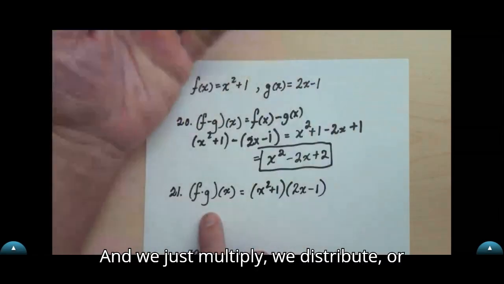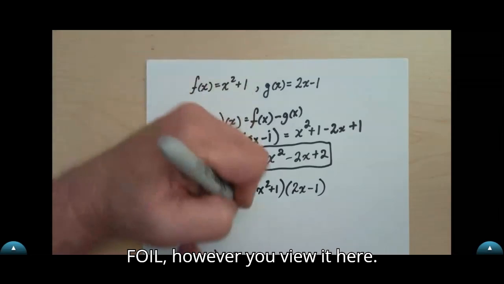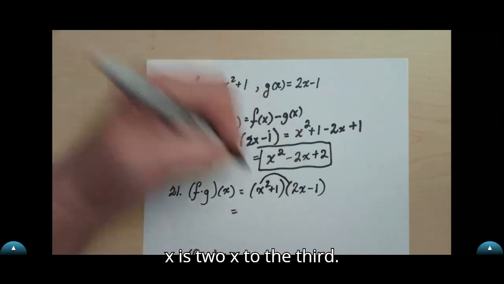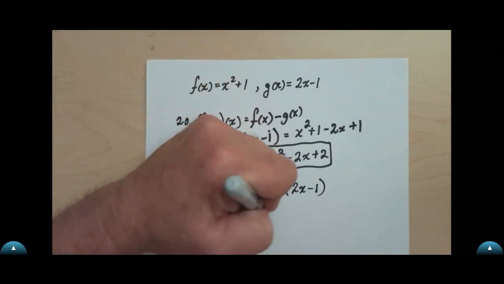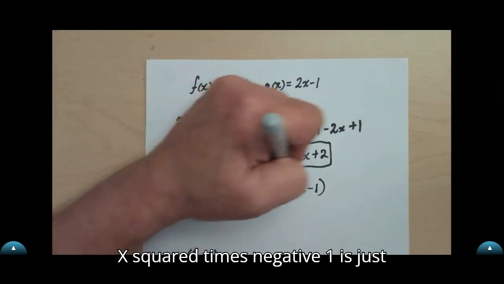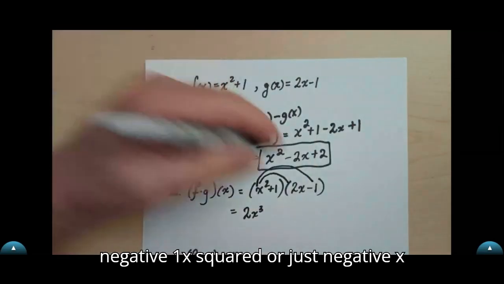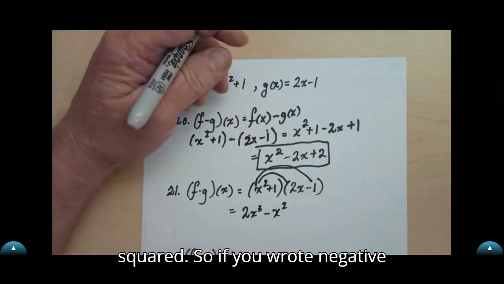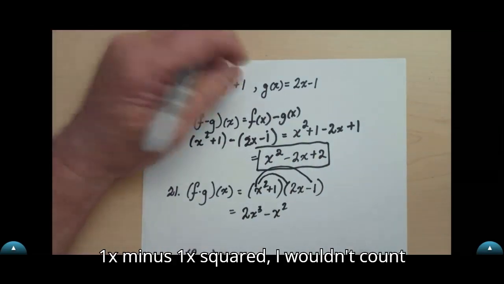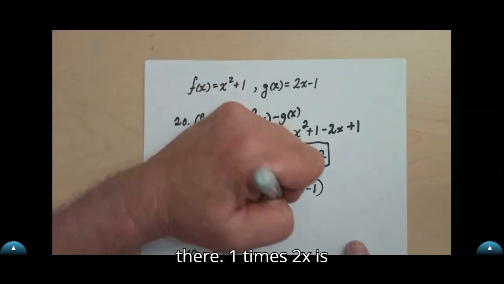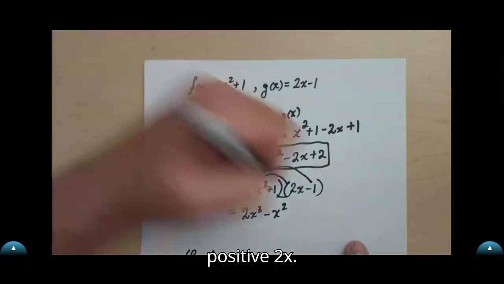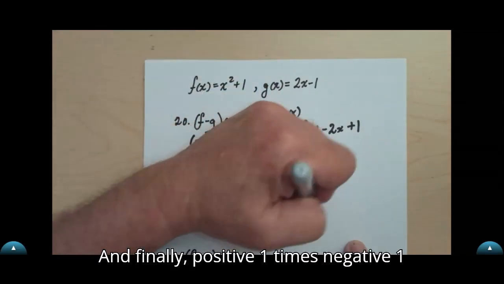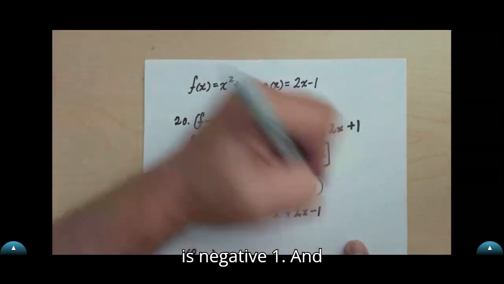And we just multiply, we distribute or FOIL, however you view it here. So x squared times 2x is 2x to the third. X squared times negative 1 is just negative 1x squared, or just negative x squared. If you wrote negative 1x minus 1x squared, I wouldn't count off, but you don't really need the 1 there. 1 times 2x is positive 2x. And finally, positive 1 times negative 1 is negative 1.